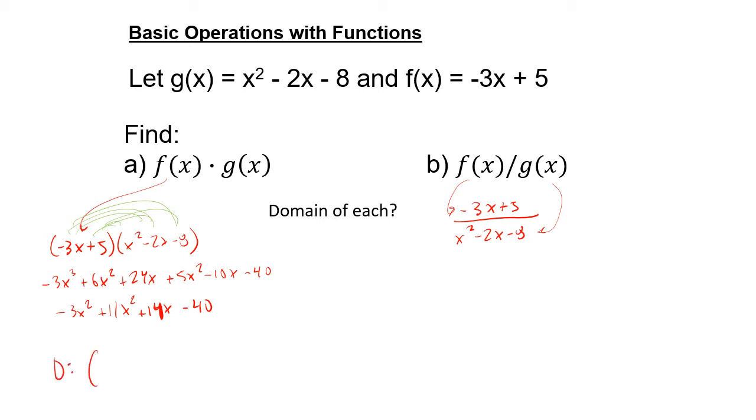The domain of this one, let's just back up, is negative infinity to infinity. There's no factoring we can do here. Yes, we can factor the denominator, and we're going to in a second, but it wouldn't cancel out anything with the numerator. So let's just simplify. Negative 3x plus 5 divided by this denominator factors to x minus 4 times x plus 2. So there is f of x divided by g of x.